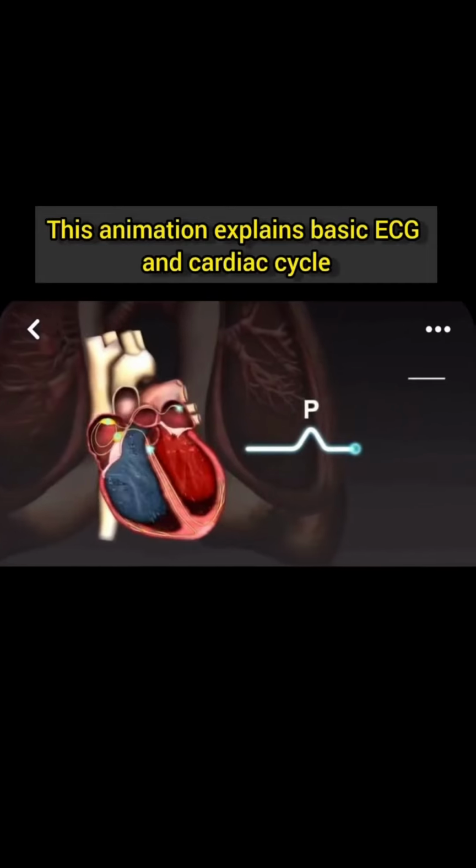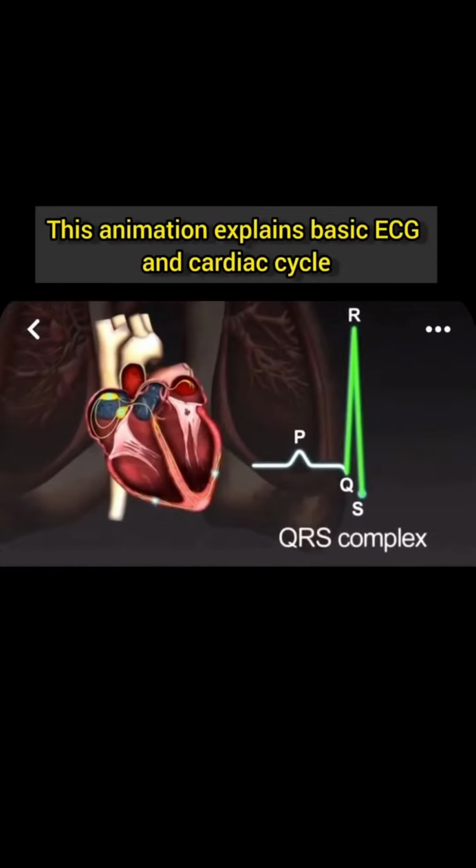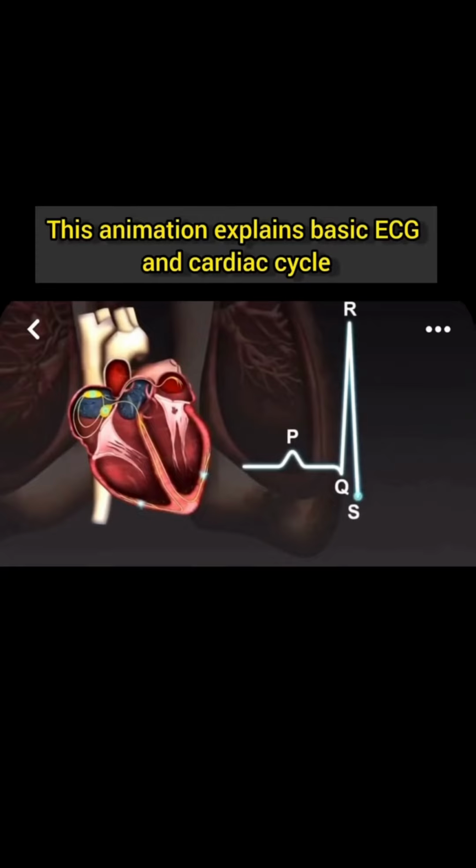As the impulse travels from the AV node to the bundle of His and along the upper part of the septum, the Q wave is produced. The passage of the electrical signal through the ventricles produces a large spike, called the QRS complex. The QRS complex is much larger than the P wave because the ventricles are much larger than the atria and so produce more electrical activity.